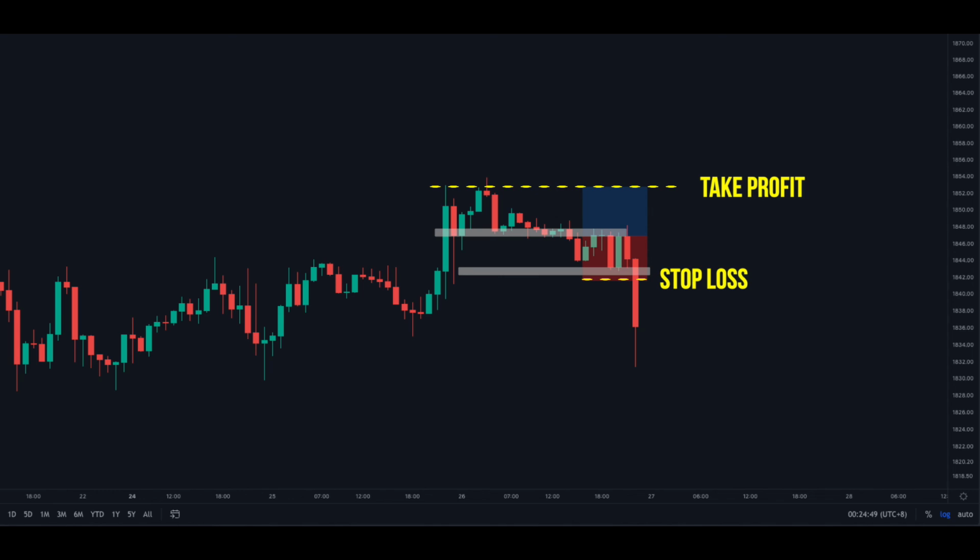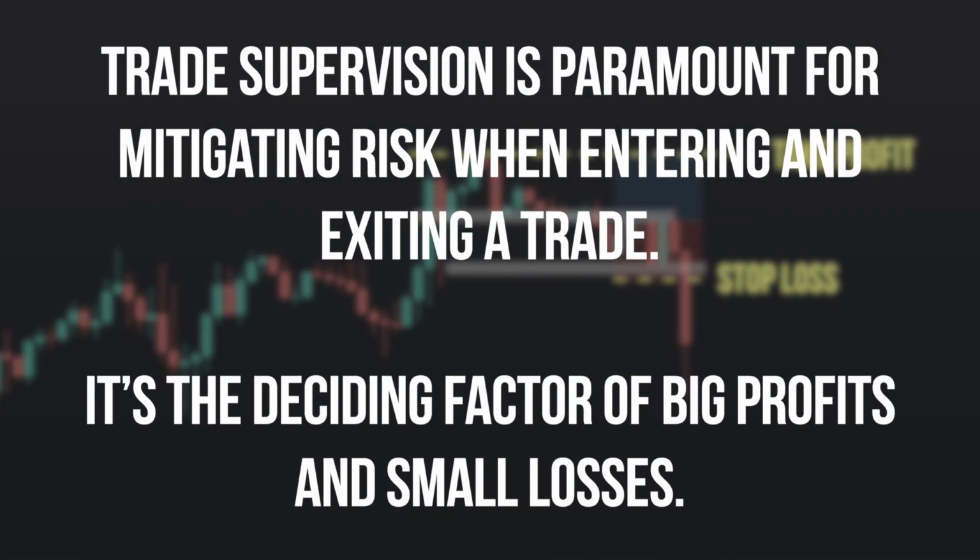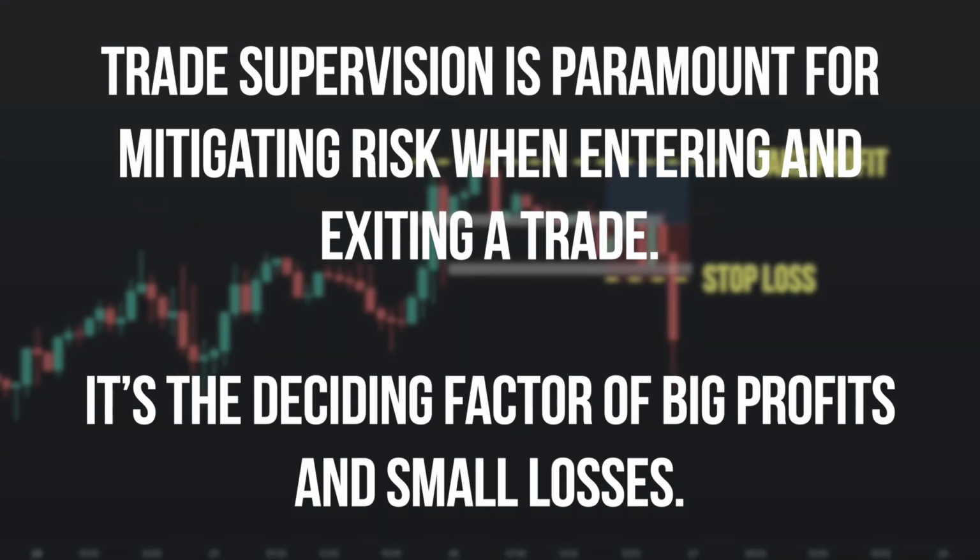We close 50% of a losing trade when it's headed to our stop loss and not the full trade, because if our analysis is correct, it's possible for the trade to go back into our favor. If the losing trade decides to reverse and go back in our favor, we still have an opportunity to gain profits. Trade supervision is paramount for mitigating risk when entering and exiting a trade. It's the deciding factor of big profits and small losses.